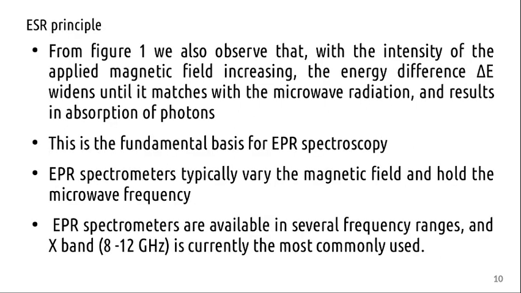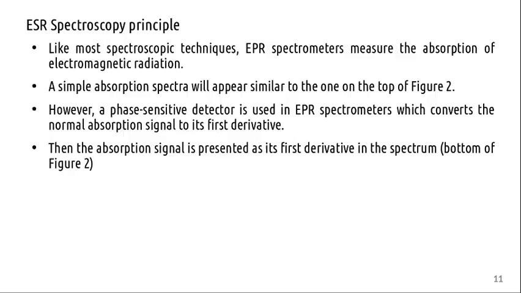So this is the basis of electron spin resonance spectroscopy. In ESR spectrometers, you keep the microwave frequency fixed, and then you vary the magnetic field and make an observation. It's far more sensitive than an NMR spectrometer.